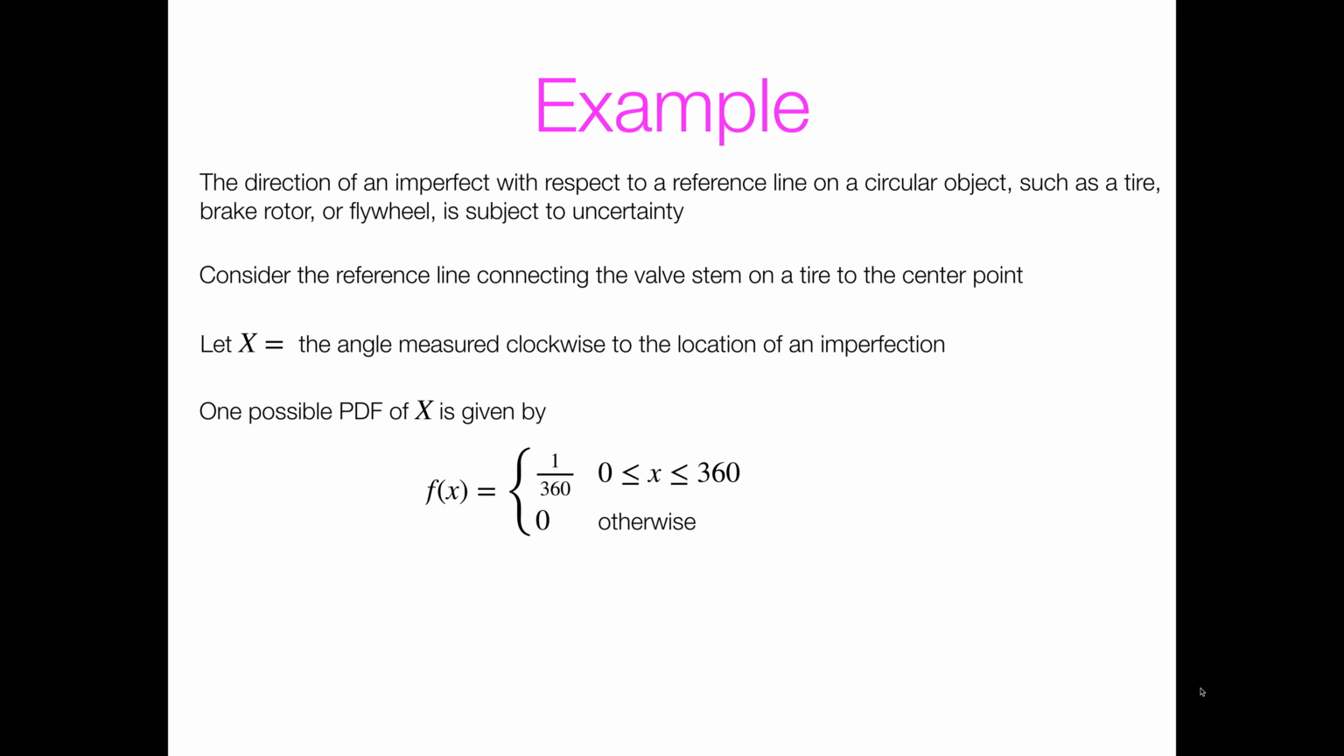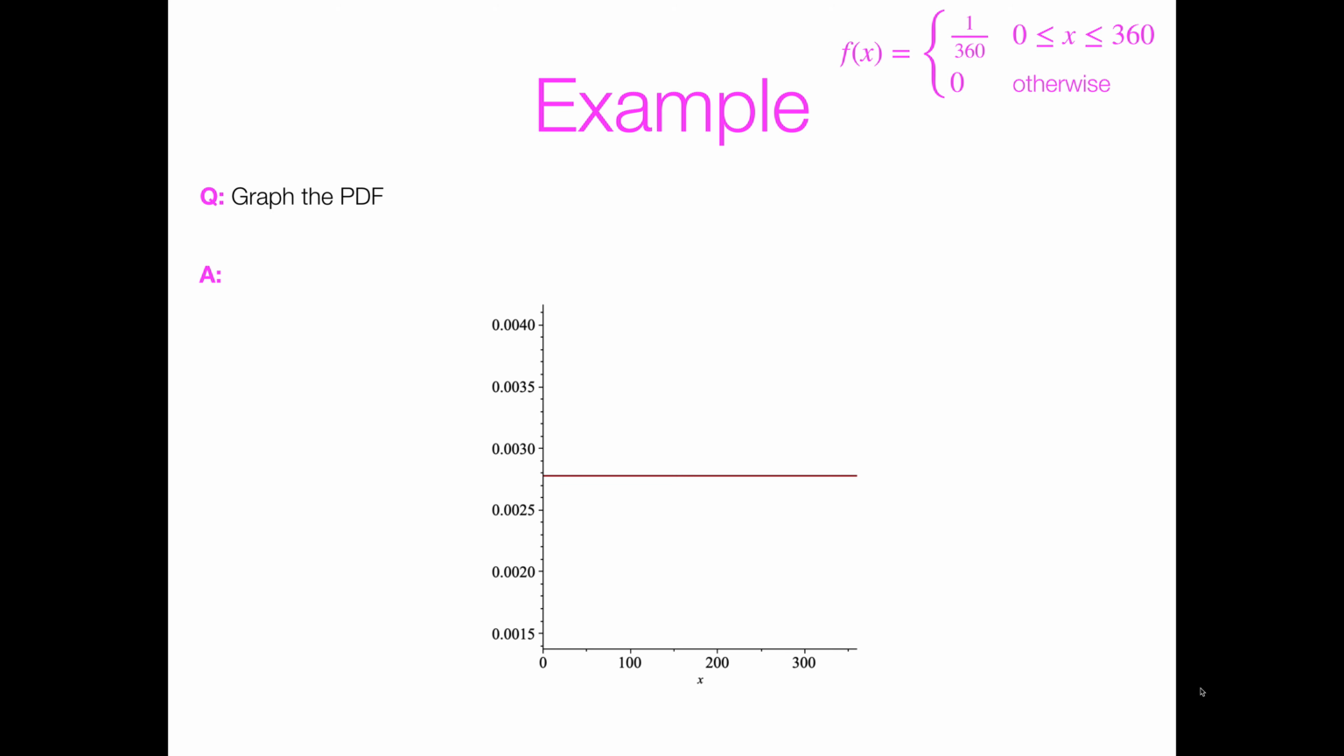So one possible PDF of x is given by this. So it's a piecewise function. If x is between 0 and 360, then f of x is 1 over 360. Anywhere else, it's 0. So that's how you interpret that. Graph the PDF. That's our first step. We want to graph this one. Well, there's what it was, just to remind us. It's pretty easy. From 0 to 360, it is a straight line at 1 over 360. Everywhere else, it is 0.